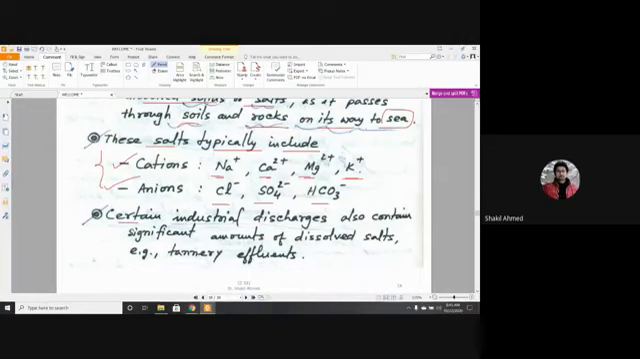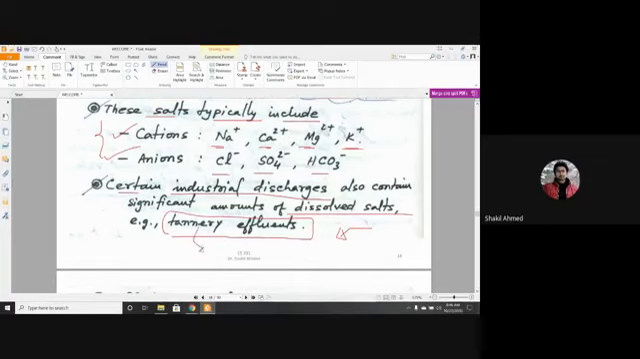Sometimes, industrial discharges also contain a significant amount of dissolved salt, for example, tannery effluent. Tannery industry processes leather, and in processing of leather, they use salt. After processing, the wastewater contains a lot of salt. And if you discharge it into the river, then it brings salinity.